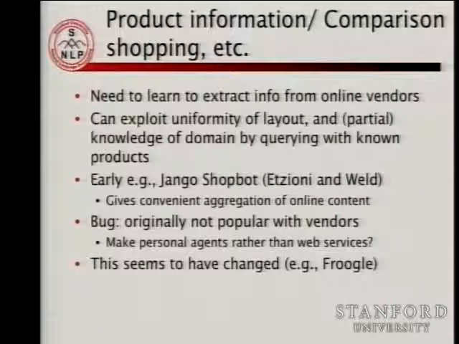And actually, Oren Etzioni was one of the first people who tried to do this. He built the Jango shopbot, which was an automatic price comparison system. When these were first introduced, I think vendors hated them, but I think that's changed now because of the way the web has changed. These days it's more important for vendors to be found rather than not found, than for them to worry about the comparison shopping angle.